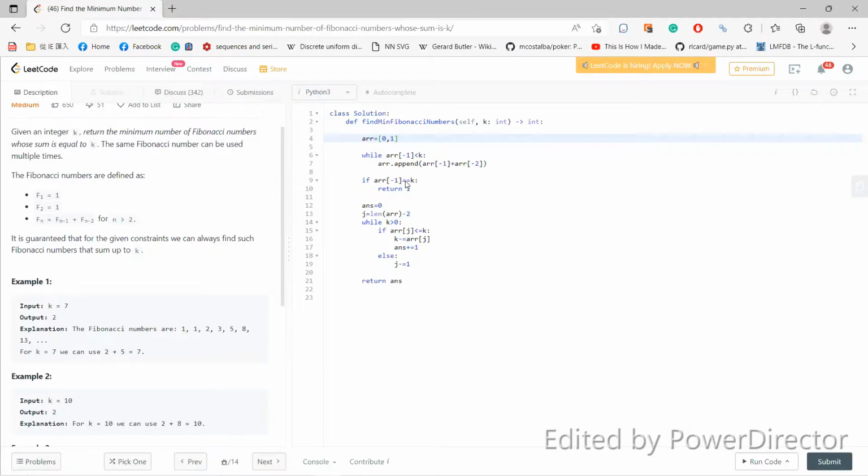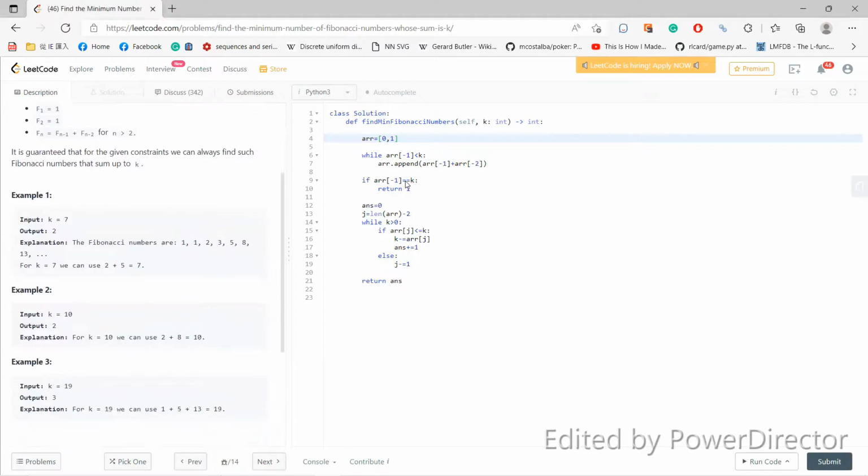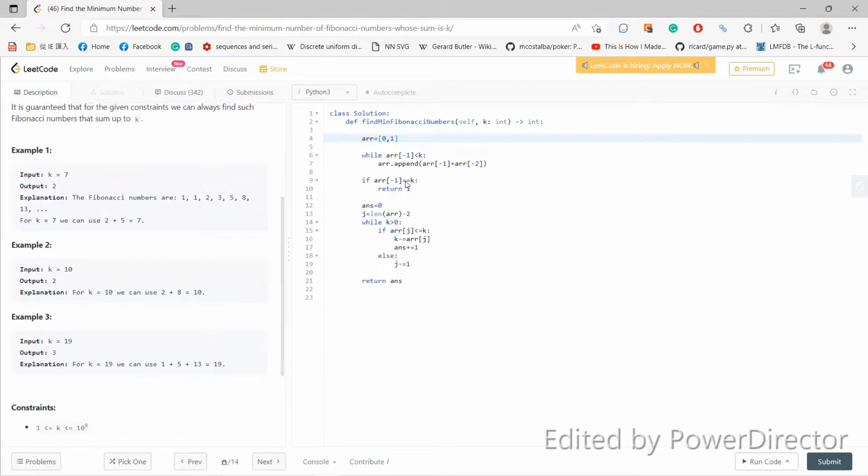sum to k. Okay, so for k equals 2, the answer is 1. For k equals 7, the answer is 2 because 2 plus 5 is 7. And for 10, it is 2 because 2 plus 8. And for 19, it is 3, which is 1 plus 5 plus 13. And you can see k is very large.